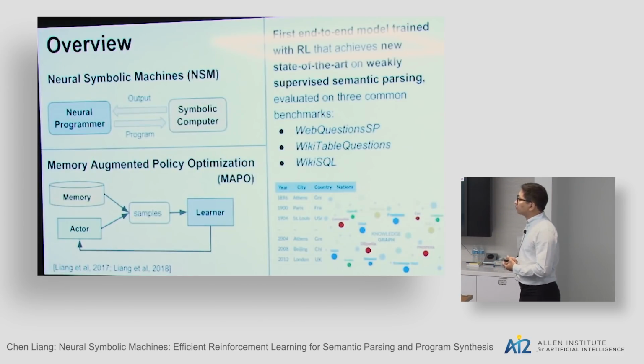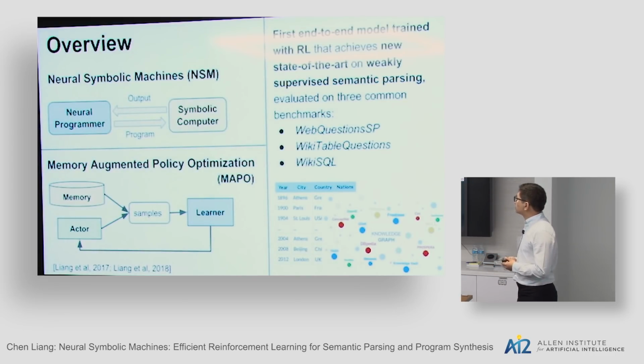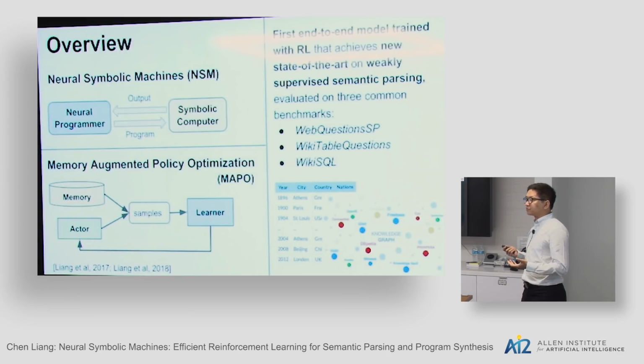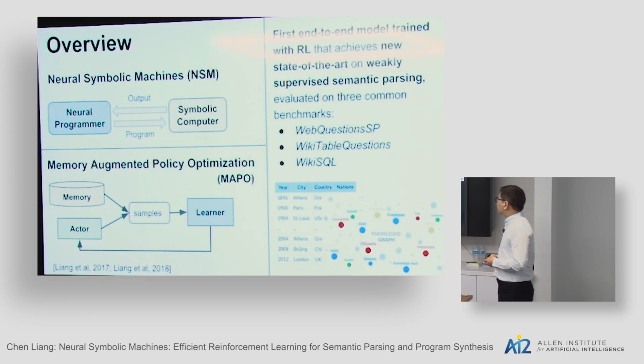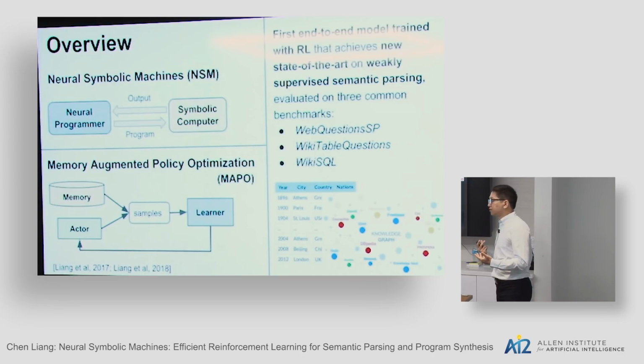So as an overview, today I will be mainly talking about two of my recent works. One is Symbolic Machines, or how you could combine a neural network with a symbolic, say, Lisp interpreter to generate programs for answering questions. And another one is Memory Augmented Policy Optimization, or MAPO, of how you can incorporate a memory into, say, policy optimization to make the policy gradient training much more efficient.